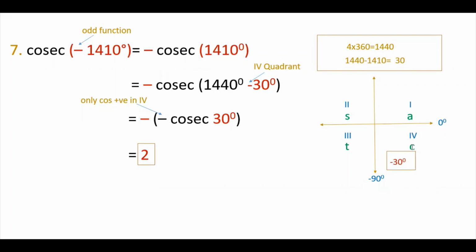In the 4th quadrant only cos and secant are positive, the remaining are all negative. So here cosecant is also negative. So you have to put again minus cosecant 30 degrees. Here this minus is for the odd function and this minus is because it is in the 4th quadrant. So minus of minus is plus, and cosecant 30 degrees is 2. Sin 30 is 1 by 2, and cosecant is the reciprocal of sin, so the reciprocal of 1 by 2 is 2.